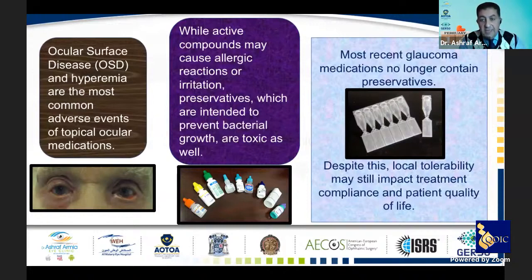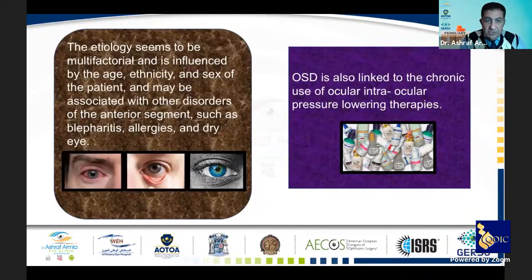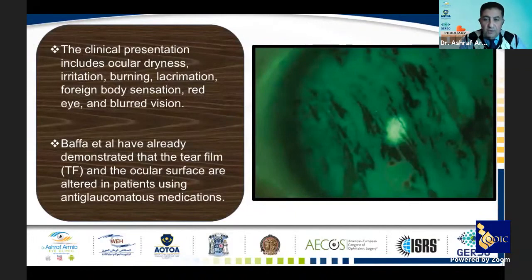Despite this, local tolerability may still impact treatment compliance and patient quality of life. The etiology seems to be multifactorial and is influenced by age, ethnicity, and sex of the patient, and may be associated with other disorders of the anterior segment, such as blepharitis, allergies, and dry eye. So OSD is also linked to the chronic use of intraocular pressure lowering therapies. And this is how we see most chronic glaucoma patients on the slit lamp. The clinical presentation includes ocular dryness, irritation, burning, lacrimation, foreign body sensation, red eye, and blurred vision.